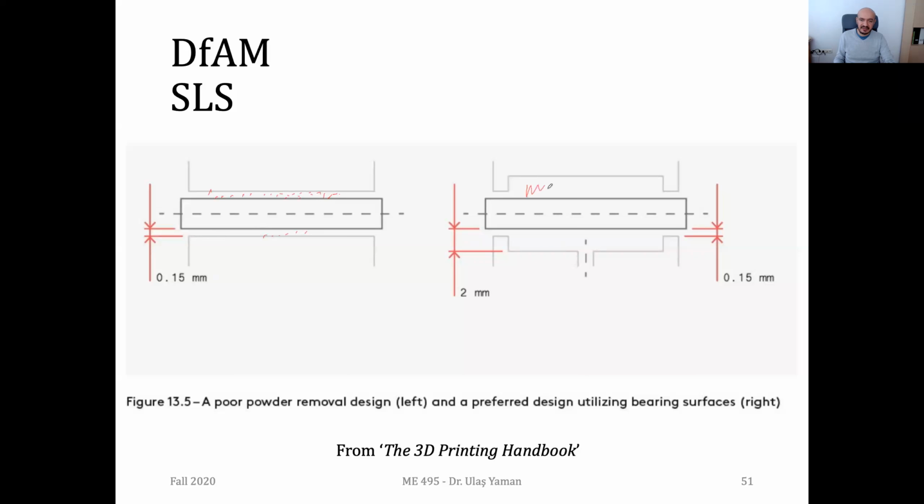This gap is increased so that we can again apply some air jet inside and try to remove it. And then we have another hole here, so the excess powder may be removed from this hole. This is a simple solution once again, especially for bearing surfaces. It's better you keep the bearing surface as small as possible. As you see in this one, we have such a length, but in the other one, the bearing surfaces are very short.